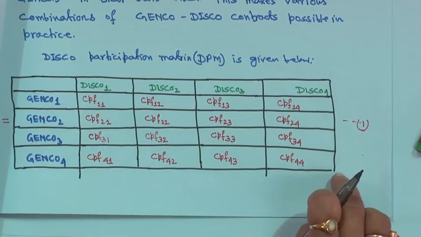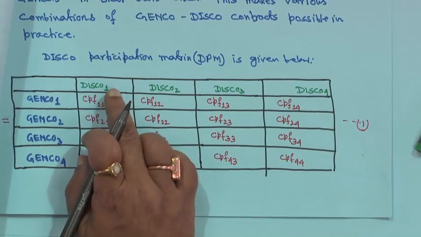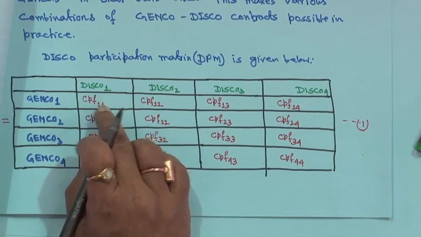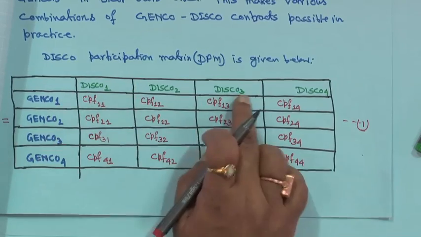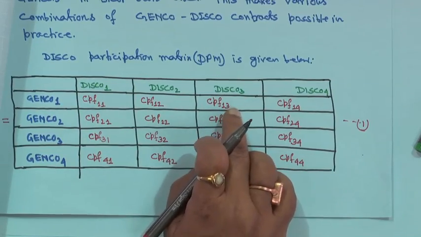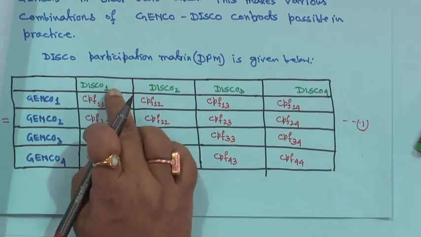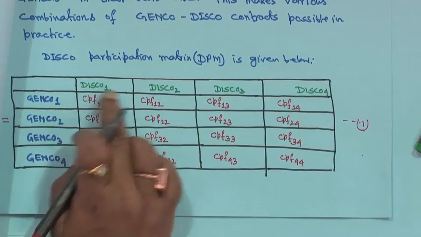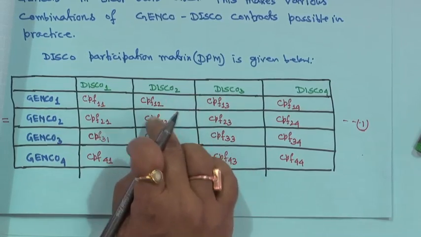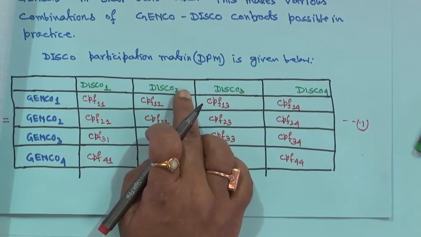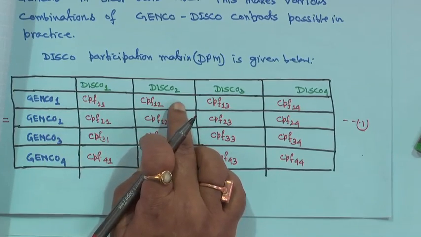delta PL2, delta PL3, delta PL4. Therefore, whatever Disco 1 has contact with GenCo 1 is CPF 11, Disco 2 is CPF 12 with GenCo 1, Disco 3 is CPF 13, this much fraction with GenCo 1, and Disco 4 is CPF 14. Basically, if its demand is delta PL1, then GenCo 1 has to supply delta PL1 into CPF 11. Disco 2 has contact with delta PL2, and it has contact with GenCo 1, so CPF 12 into delta PL2.